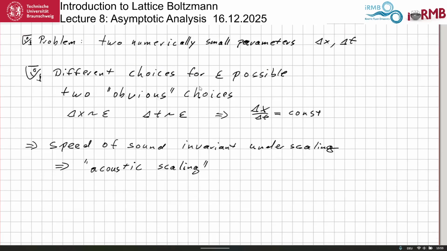So is this a good choice? I mean, sometimes it's a necessary choice. Whenever you want to do acoustics, aeroacoustics, then this is even a necessary choice. But let's look at what the consequences of this are. We have in the Navier-Stokes equation, because it's not entirely incompressible, two dimensionless numbers.